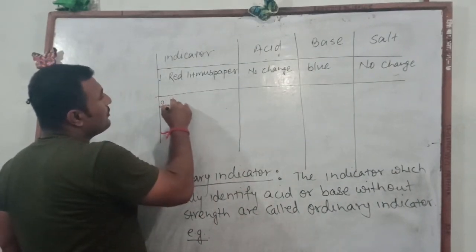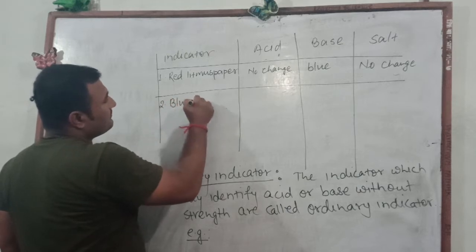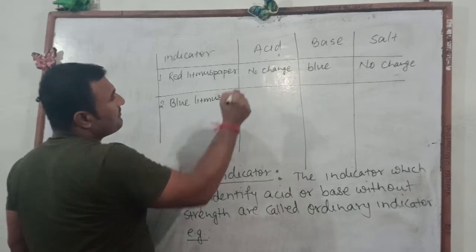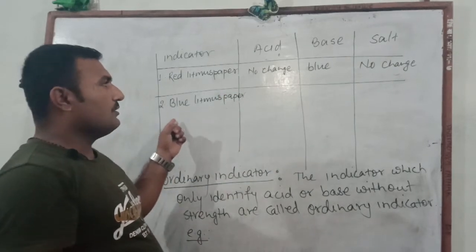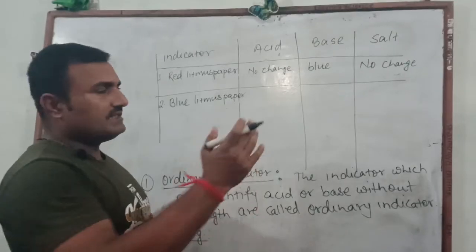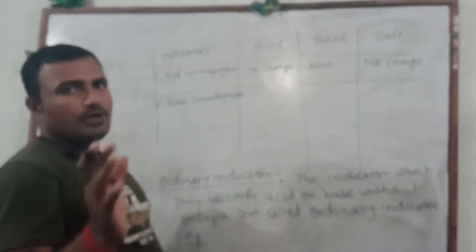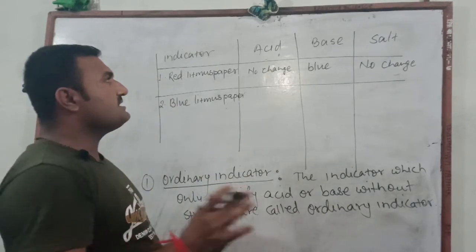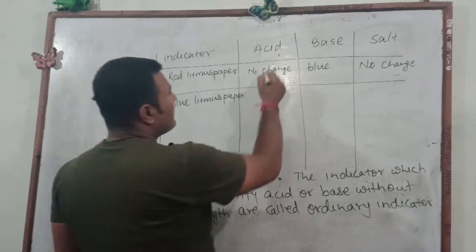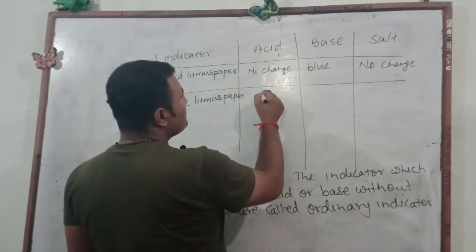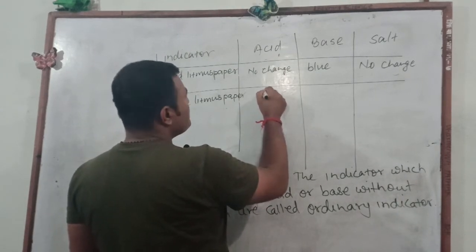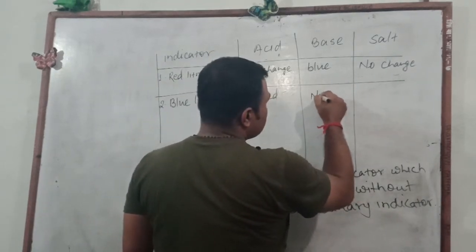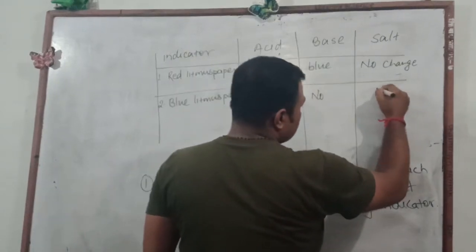Second is blue litmus paper. Blue litmus paper is also an ordinary indicator. Why? Because it only identifies whether the given chemical is acid or base, but can't indicate the strength of acid or base. When blue litmus paper is used in acid, it changes into red color. But in base, no change. In salt, no color change.